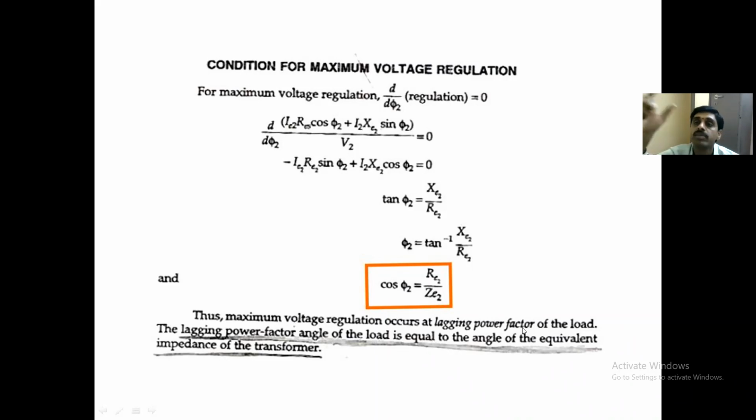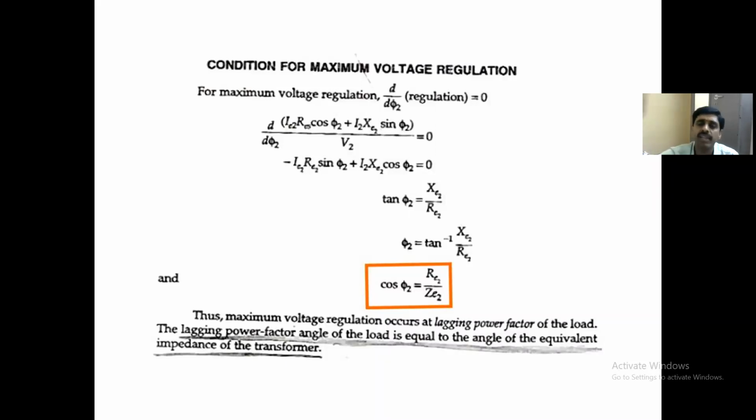You know that the difference between voltages from no load to full load is more for a lagging power factor load, and less for a leading power factor, capacitive load, because inductive loads consume more reactive power, therefore the voltage drop is more. Capacitive loads supply reactive power, so there is a generation of voltage, therefore there is a negative voltage regulation. Even in the Ferranti effect, the receiving end voltage is more than the sending end voltage because of the distributed capacitance. That is also called a light load. Capacitive loads are nothing but light loads.